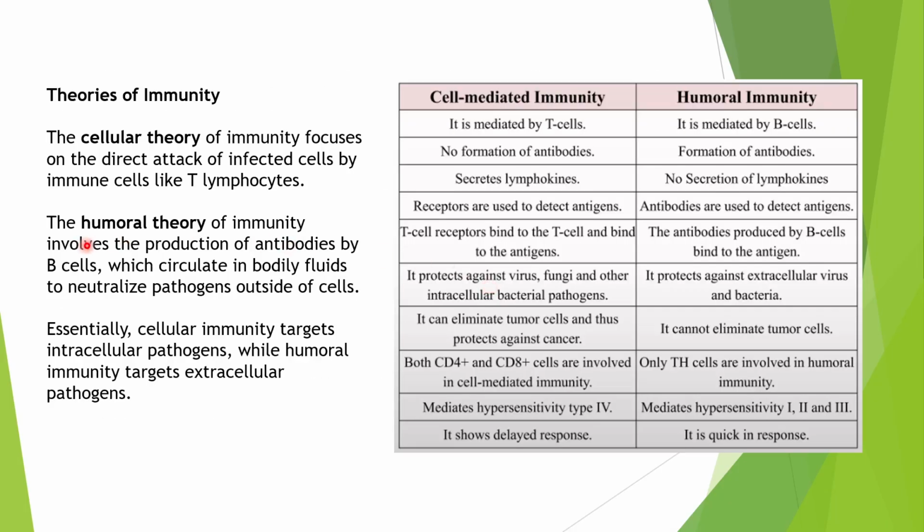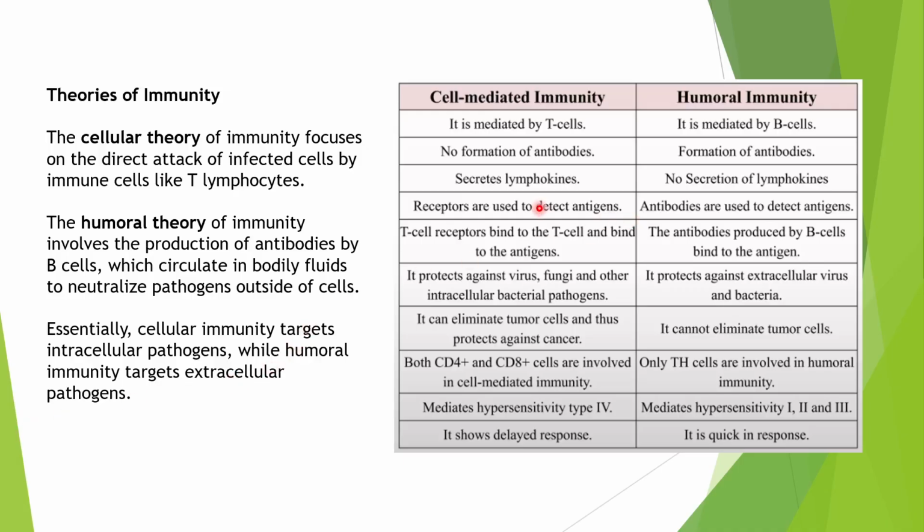So then the humoral theory came up saying that it involves production of antibodies by B cells which circulate in the bodily fluids to neutralize pathogens outside of the cells. Essentially, both of them occur in the body. So cellular immunity targets intracellular pathogens and humoral immunity targets the extracellular pathogens.